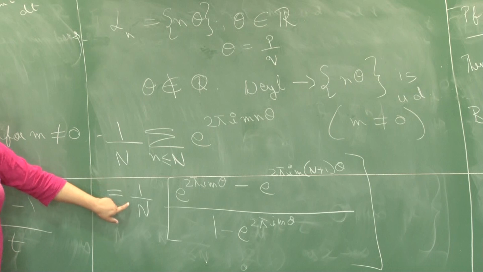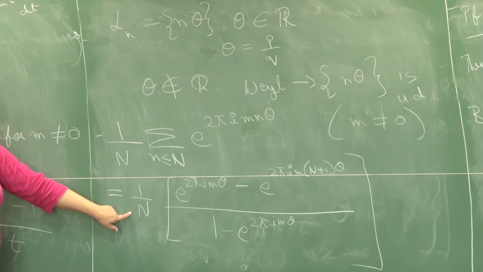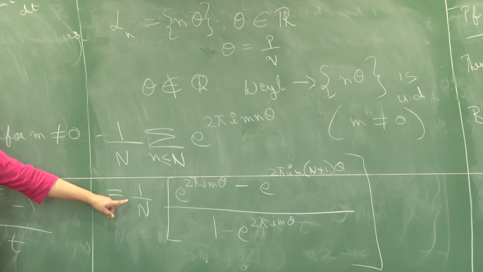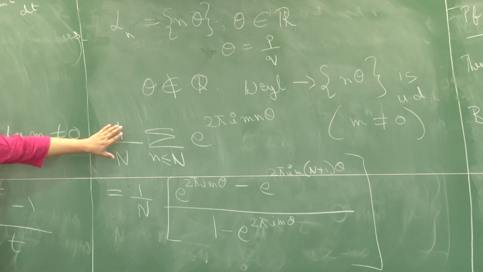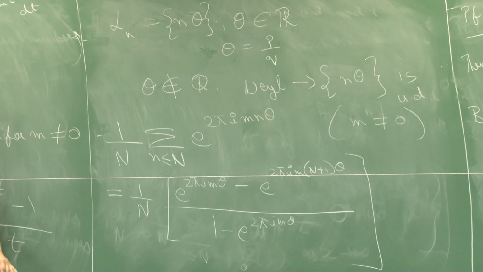But then you also have 1 over capital N multiplied with it. So, as capital N goes to infinity, the absolute value of this term goes to 0, which means this sequence of complex numbers itself must go to 0 as capital N goes to infinity, and therefore, by Weyl's theorem, your sequence n theta is uniformly distributed mod 1 if theta is an irrational number. Okay. So, this is a nice application. We will do some more examples of uniform distribution later on.